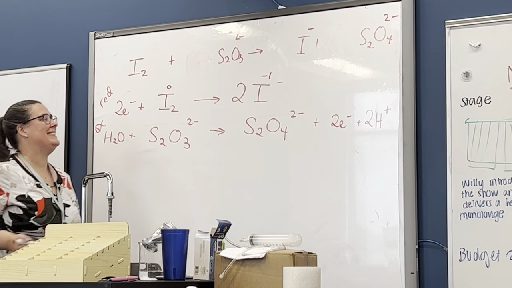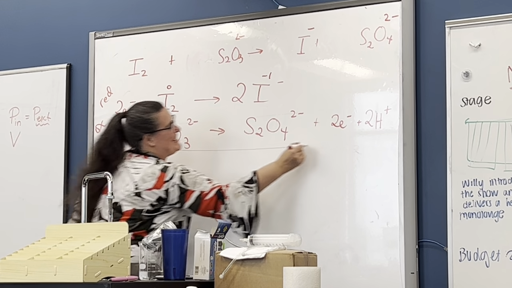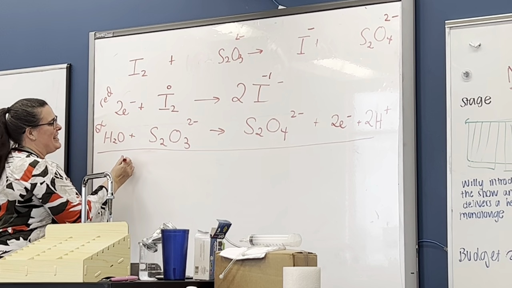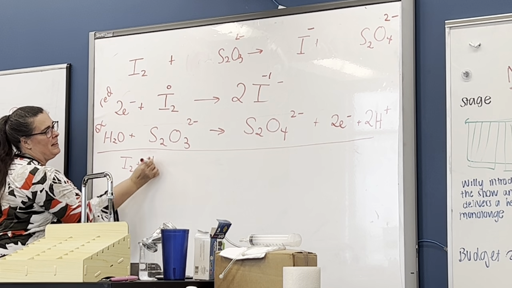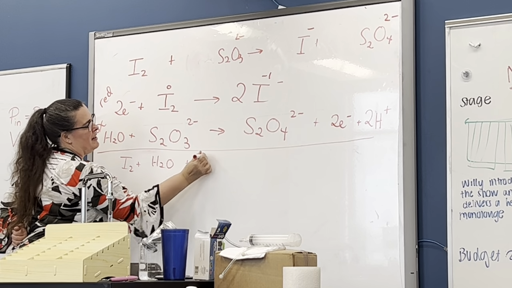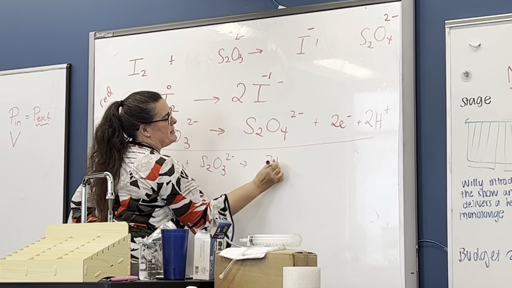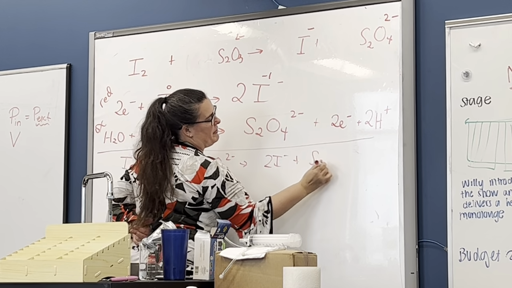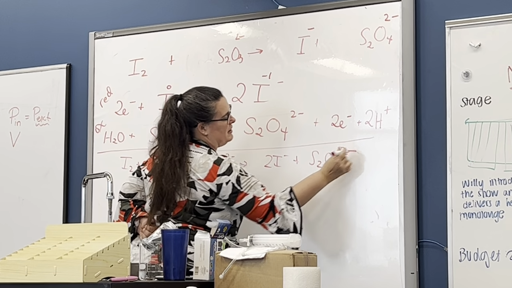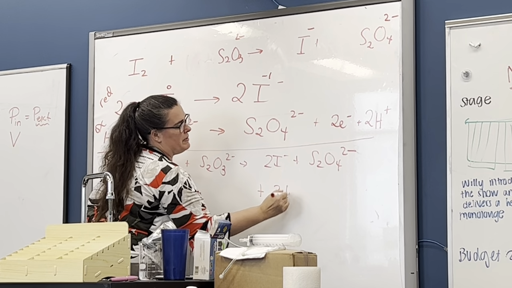I'm going to add these 2 things together. I'm going to get I2 and water and thiosulfate. Make 2 I minuses and whatever this is, and 2 H pluses.